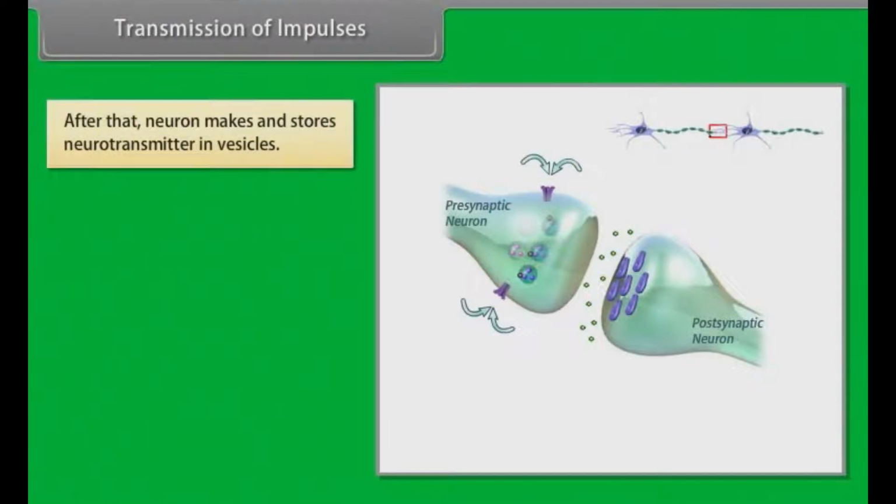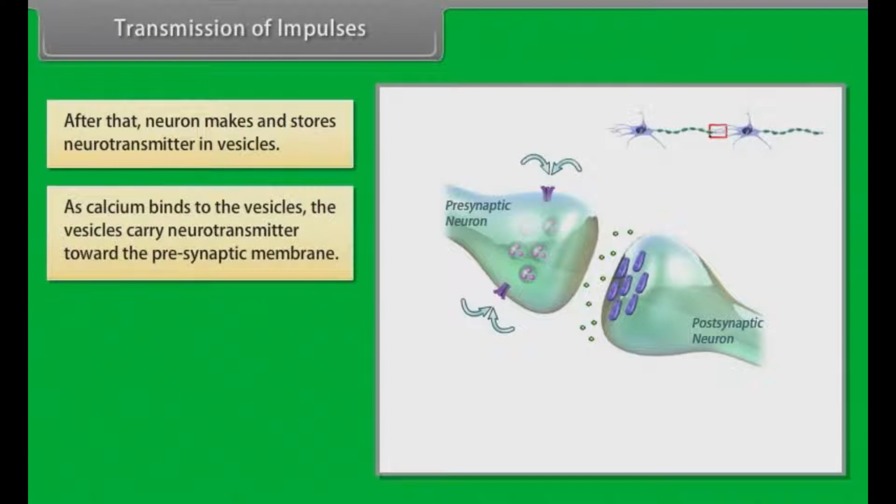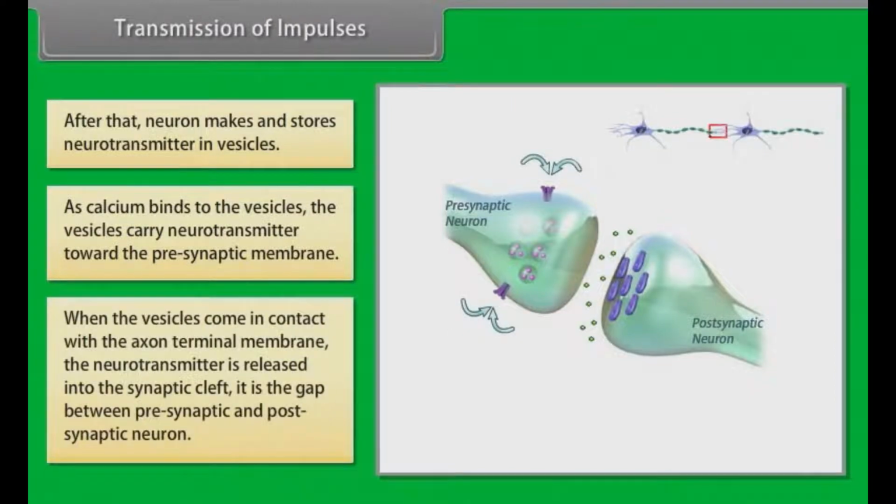After that, the neuron makes and stores neurotransmitters in vesicles. As calcium binds, the vesicles carry neurotransmitter towards the presynaptic membrane. When the vesicles come in contact with the axon terminal membrane, the neurotransmitter is released into the synaptic cleft. It is the gap between the presynaptic and postsynaptic neuron.